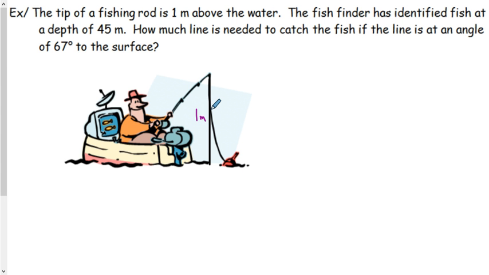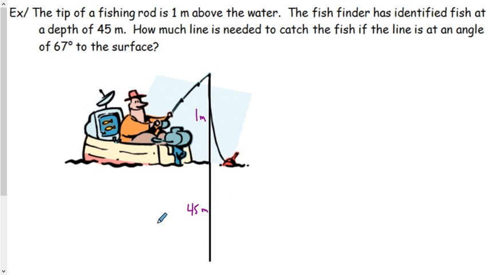The fish finder in the boat has identified fish at a depth of 45 meters. So I'm not going to be able to draw this to scale, right? Because I'm going to run out of room. So I'm just going to have to draw it and do my best. So it's going to go like this, and this below the water space is going to be another 45 meters. That means the whole line from the tip of the fishing rod down to the fish is going to be 46 meters, when I add the 45 plus the 1.